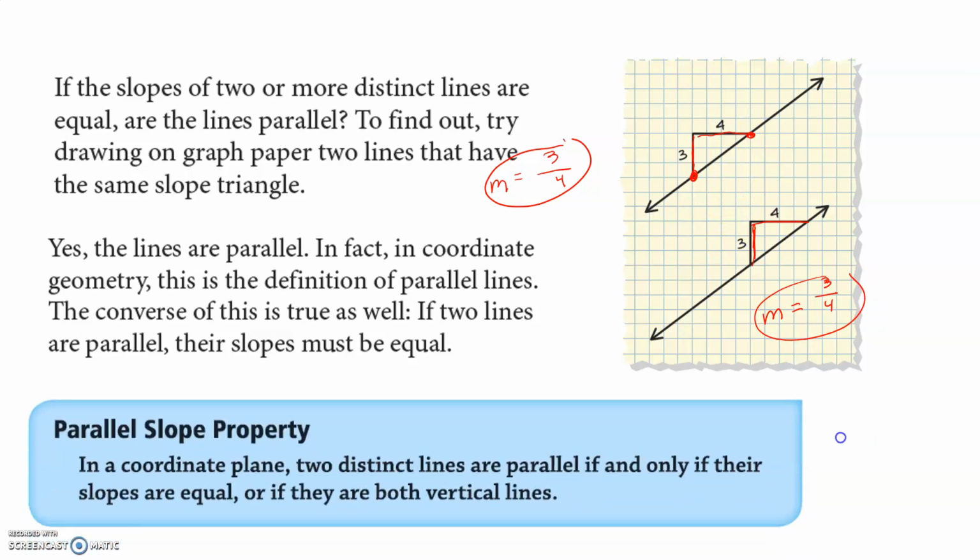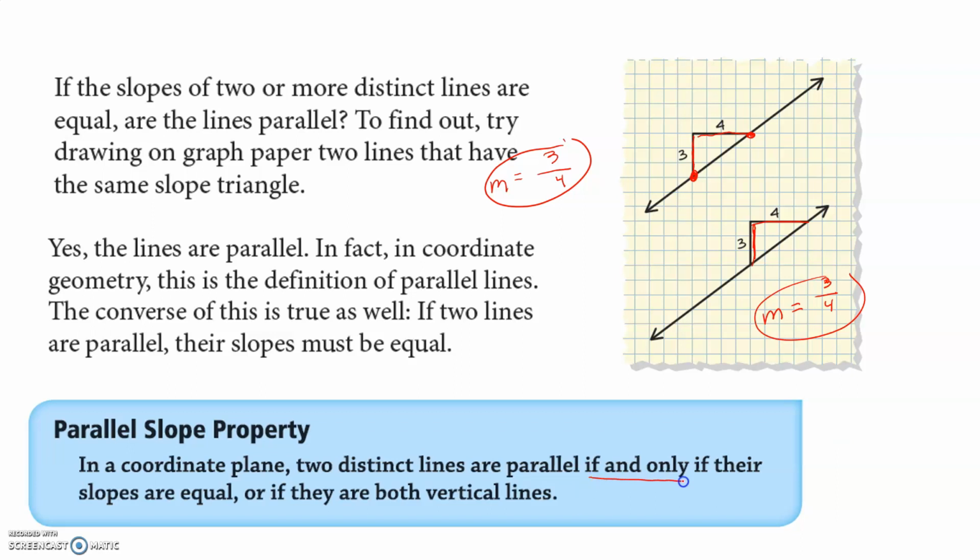So this is a conjecture, and the conjecture on your conjecture list follows conjecture number 16. It is not numbered. It just says algebra skills number 3. Slopes of parallel lines. In a coordinate plane, two distinct lines are parallel if and only if their slopes are equal, or if they are both vertical lines.